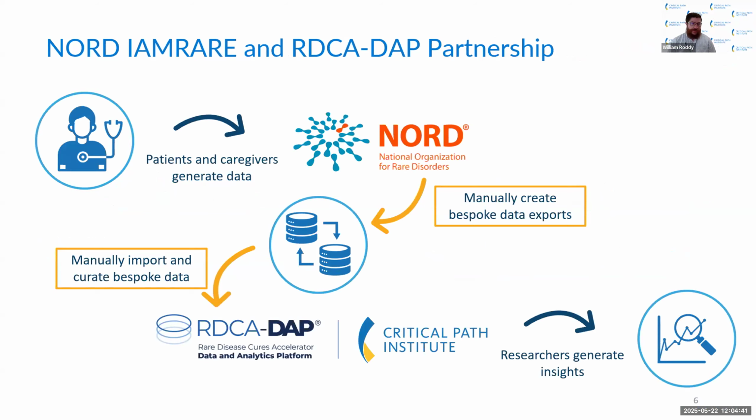This is a diagram of the relationship between these two groups. One of the things that RDCA-DAP identified early on was that a partnership with IAMRARE NORD would be really valuable because they have that direct connection to the patients. We have this direct connection to the researchers. Ultimately, the goal is that the patients and caregivers who are generating this data want to see that insights get generated from that. Early in our partnership, we had a process where NORD would manually create bespoke data exports for each of their patient registry groups. They'd transfer that to RDCA-DAP, and then CPATH would manually import and curate that bespoke data.